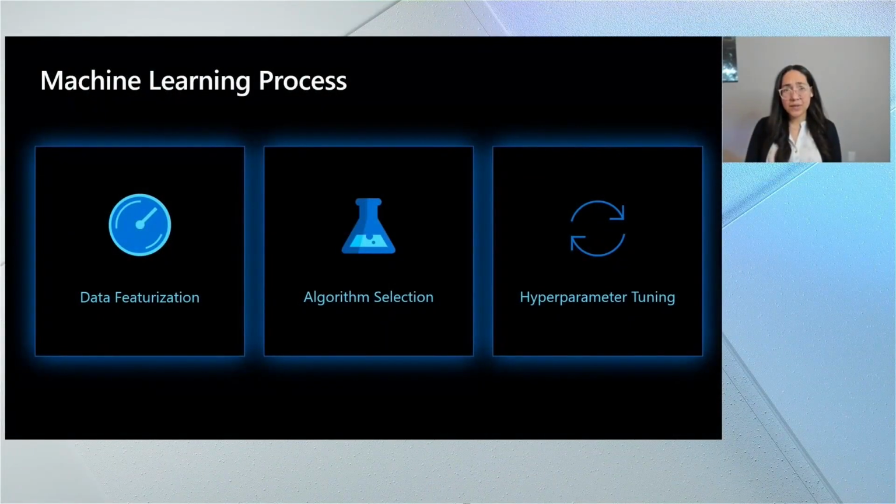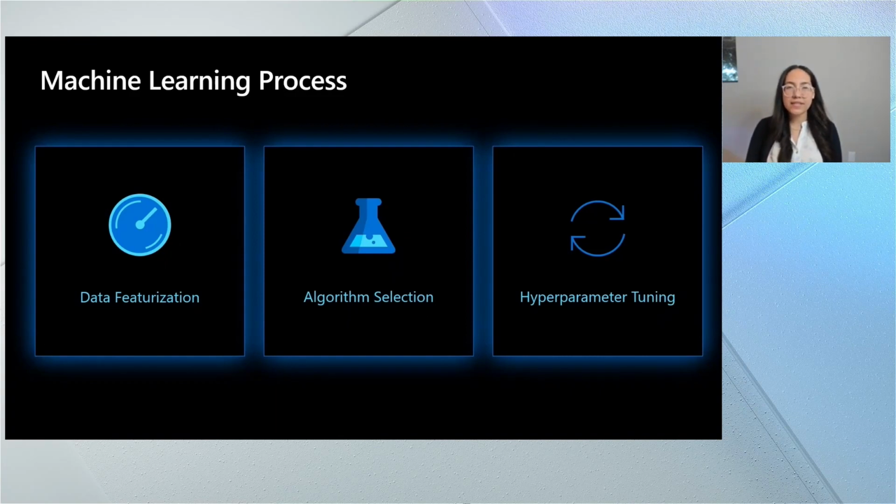Thanks, Chris. So let's quickly talk about the machine learning process. This process is known for being time-consuming and quite complex, and some of the steps you see here attribute to that. The first is data featurization. When we talk about data featurization, we're talking about steps like how you handle missing values in your data, or how you'd add additional contextual information to enrich your training data.